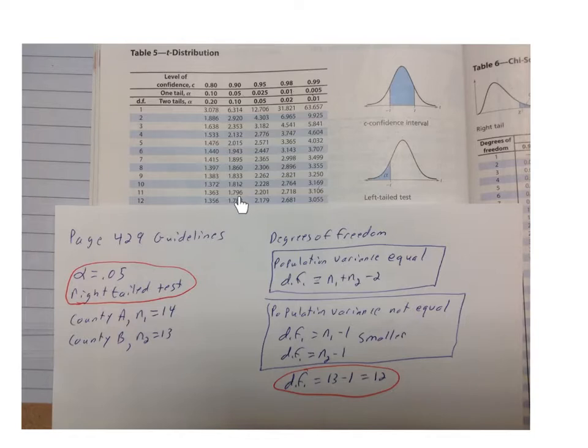And so right here, this number is the critical value for 12 degrees of freedom. I'll try and circle that here. Oops. And so I've circled it. It's 1.782. I hope this helps.